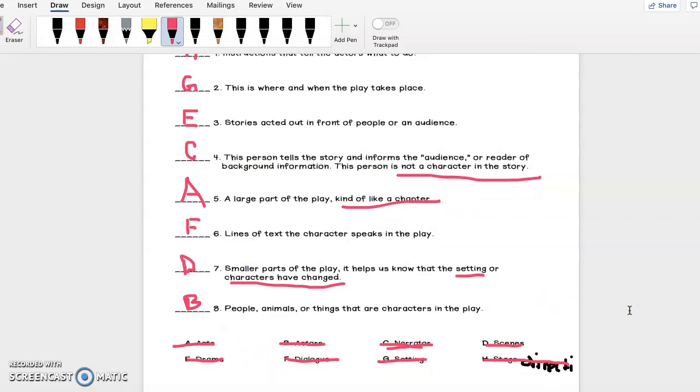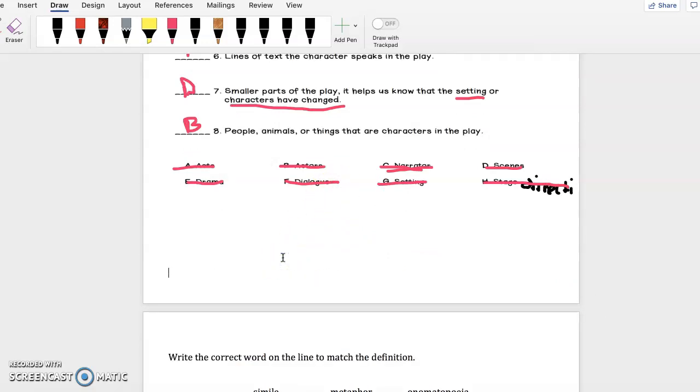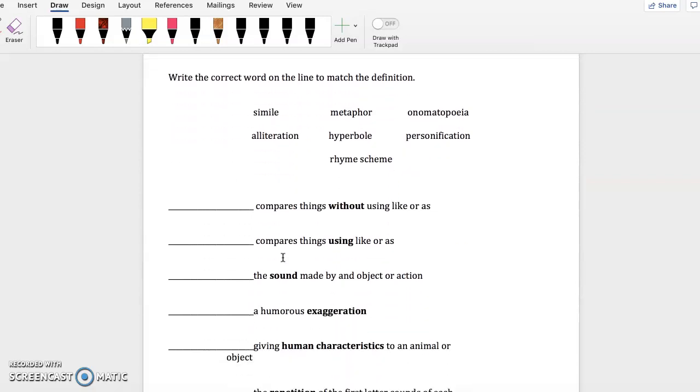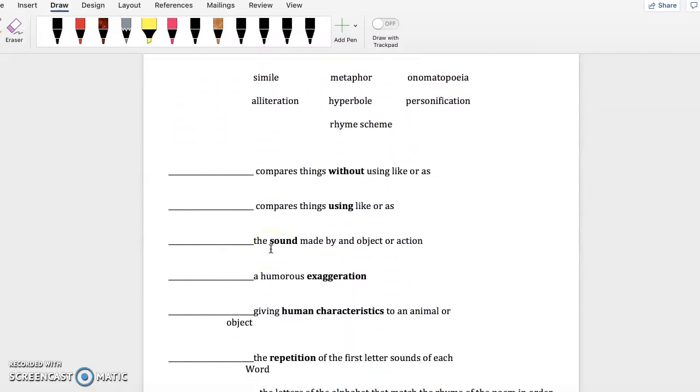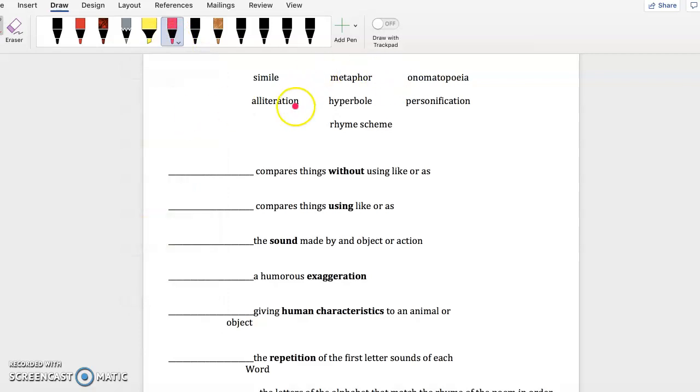Okay, guys, that was pretty good. Let's go ahead and move on below. These are definitions for our figurative language just to help us review what these are. So let's look at our word bank. We have simile, alliteration, metaphor, hyperbole, onomatopoeia, personification, and rhyme scheme. This is everything that we've gone over this week. So let's go through this quickly.